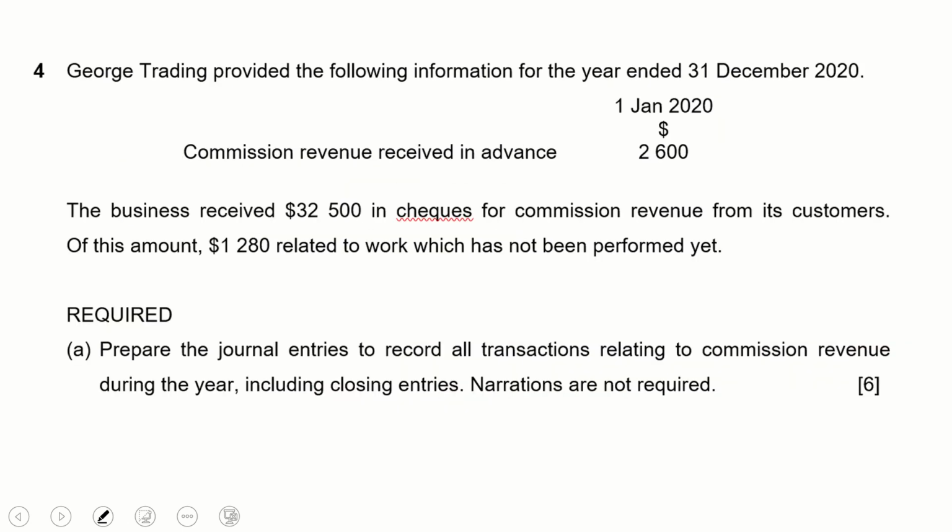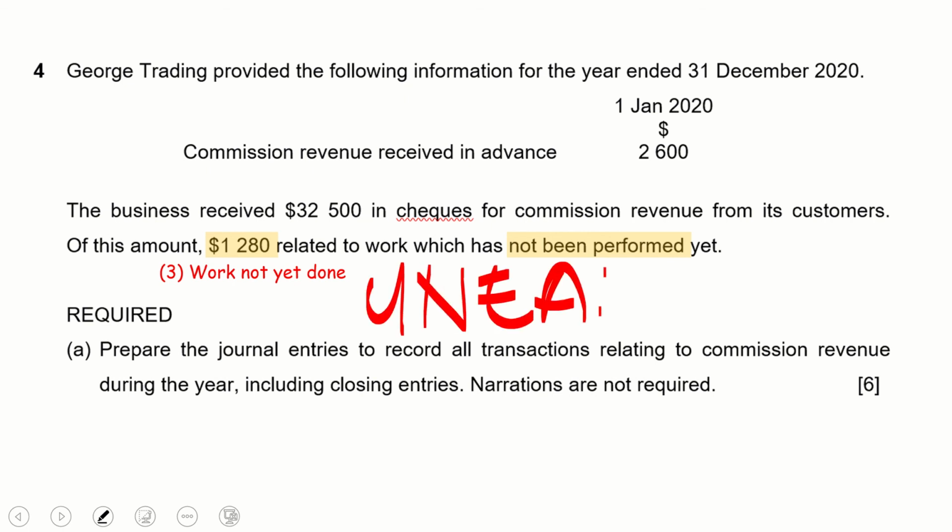Last piece of information that is relevant to me is $1,280 relating to work that has not been done yet. Now, if you have not done this piece of work yet, you must know this is unearned income. You have not earned it, you don't deserve to record it now.